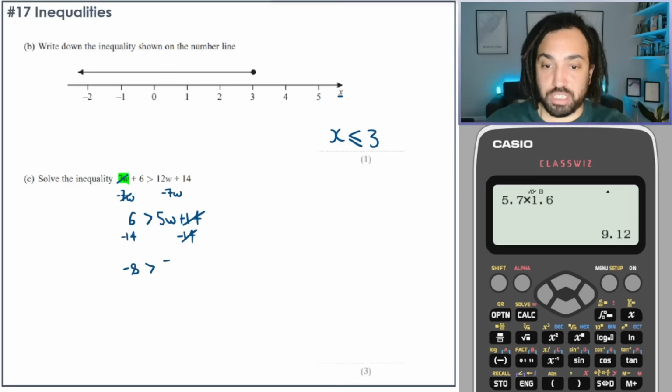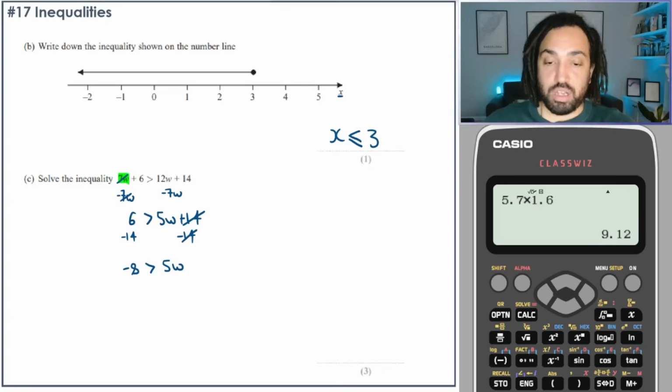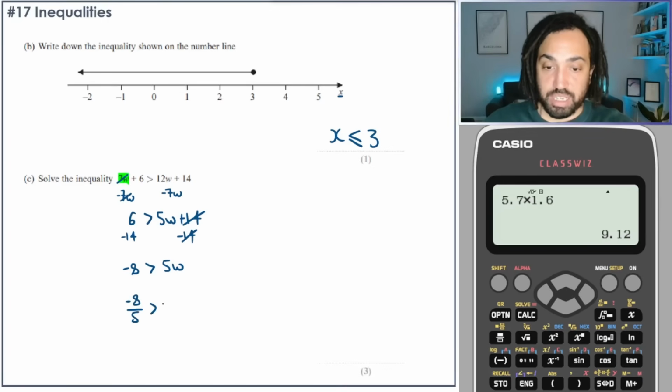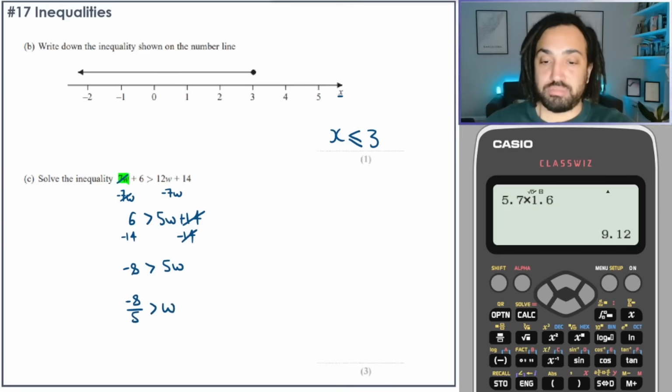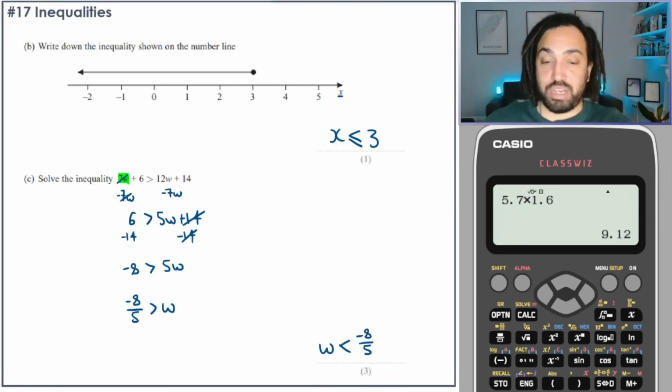Why did that take me so long? I don't know. Minus 8 is greater than 5w, divide through by 5, and we get this. You might want to write it this way round, it looks a bit better, but I think you would be fine and get the marks either way. Okay, so w is less than minus 8 over 5.